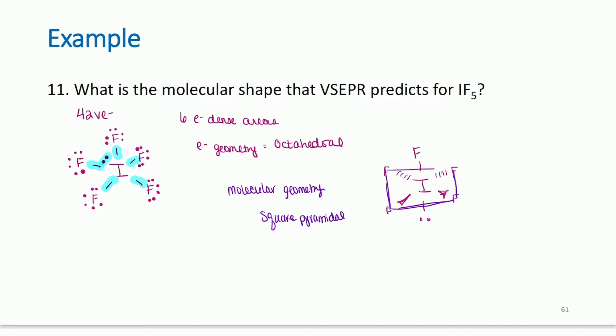You've got your square shape here. Remember those wedges mean it's coming out of the board at me. The dashes mean it's going behind the board. So it's forming a square that's perpendicular to the plane of the paper. But they're forming a pyramid to this atom up here. Hence the word square pyramidal.